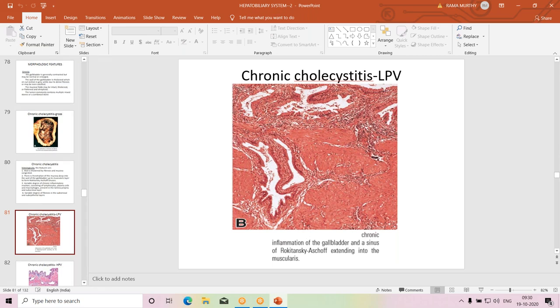That shows irregular glands with lumen formation. These glands are surrounded by muscle fibers. So this is just the extension of mucosa deep into the wall of the gallbladder. So these structures are called Rokitansky-Aschoff sinuses.